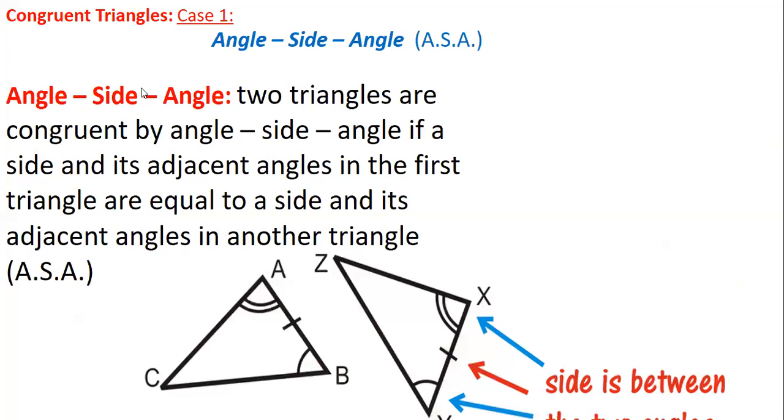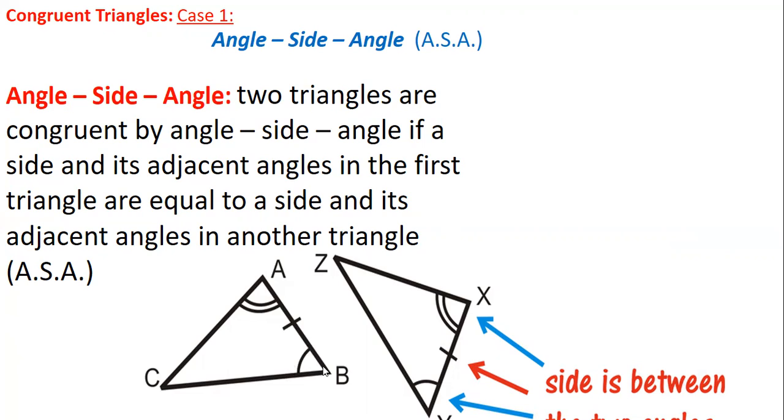So what does this case say? Let me read this one for you. Angle side angle means two triangles are congruent by angle side angle if a side and its adjacent angles in the first triangle are equal to a side and its adjacent angles in another triangle. So this case is called ASA. Let me now talk about the side and its adjacent angles.